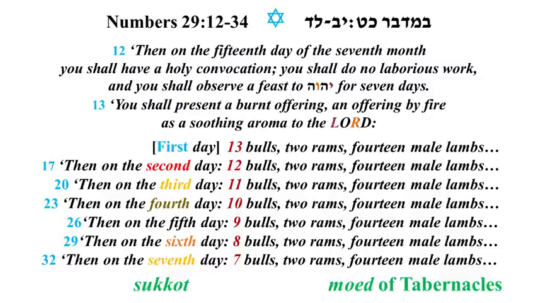Notice that during these 7 days of rejoicing, you are sacrificing a total of 70 bulls. Oh, there's our 70 again. And what is so important about the 70 bulls?